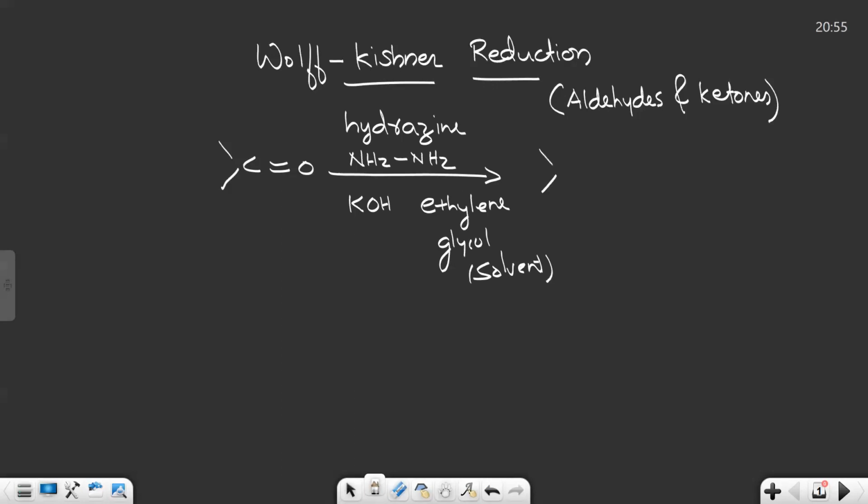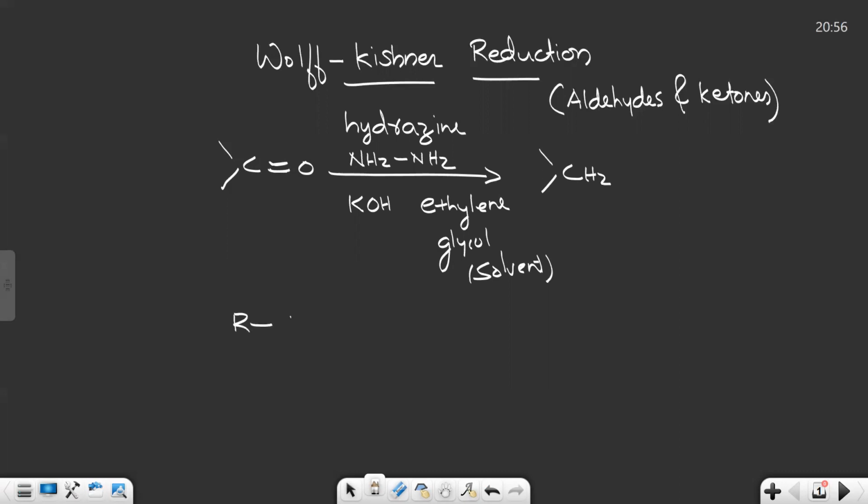Then the C=O group gets converted into a CH2 group. You can see that one oxygen is replaced with two hydrogen atoms. When you remove that oxygen, two valencies of this carbon are free, so we add two hydrogens. So we will see one or two examples for that.